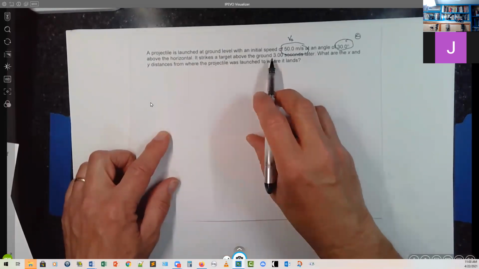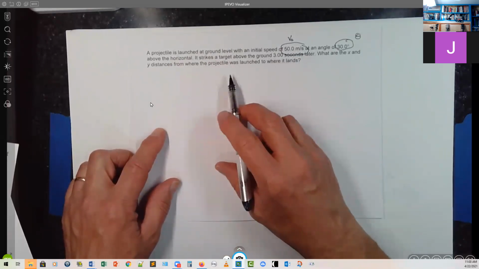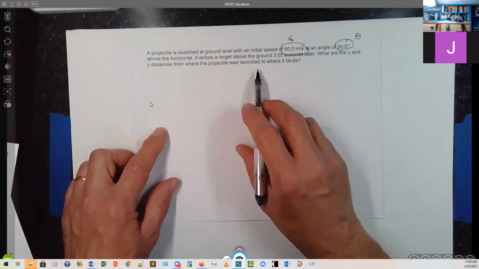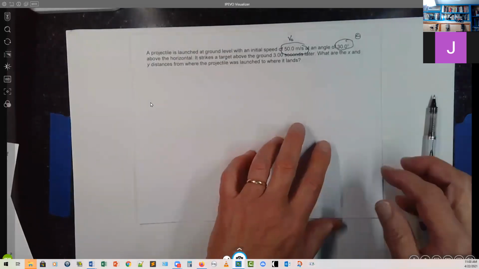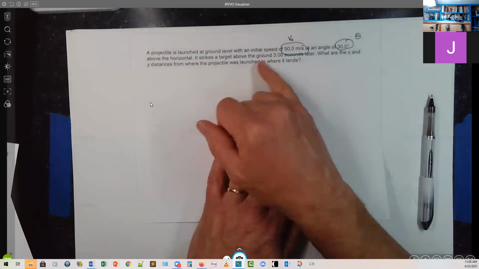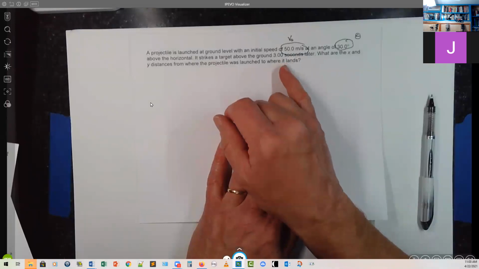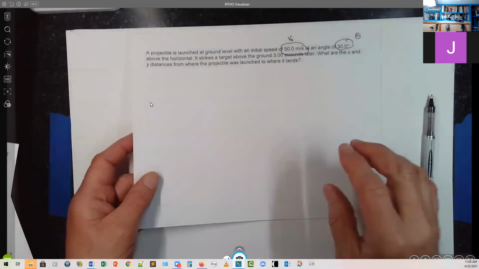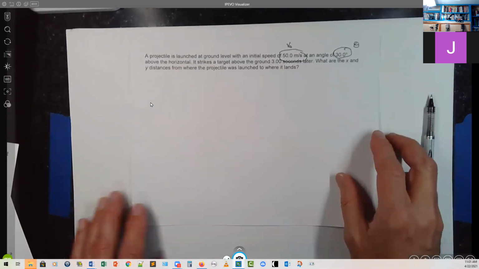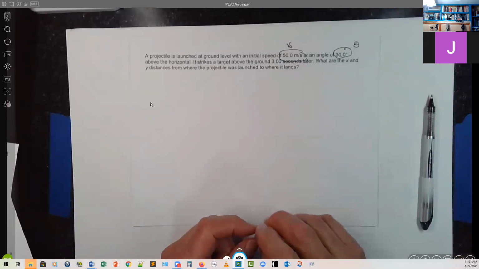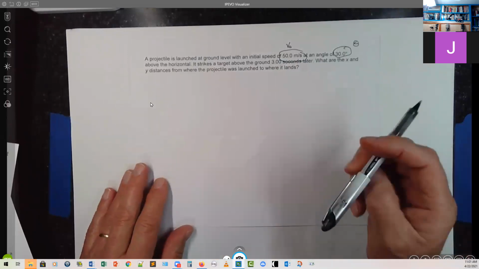It strikes a target above the ground 3 seconds later. What are the x and y distances from where the projectile was launched to where it lands? Now, who knows what the target was? With a speed like that, somebody might have been practicing with a bow and arrow and aiming at some target that was a ways above them. Maybe they were standing in a trench and their arrow left the ground at ground level, because the trench was deep enough for that to be the case.